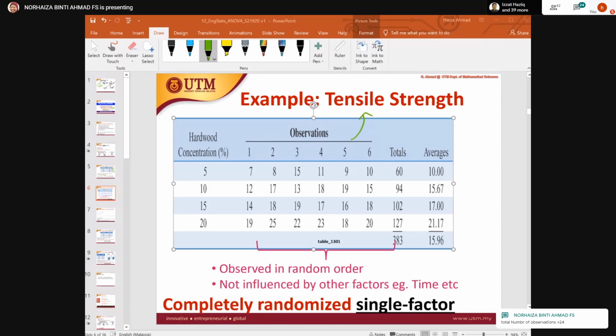Okay. 383 is the total of all tensile strength, the sum of all observed tensile strength. It is 383. Okay. All right.